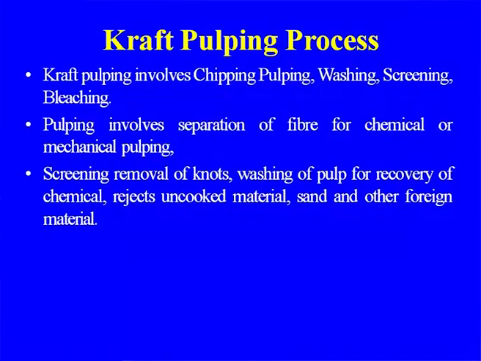Screening is the removal of knots, and washing of the pulp is for recovery of the chemicals. Reject uncooked material and other foreign materials, sometimes if they are there, will actually come in the paper, especially in case of the bleached paper. For the inferior quality of the paper, that may not create so much problem, but in case of the bleached paper, if the fines are there, that is visible even by seeing the paper, you can judge the quality is not good.